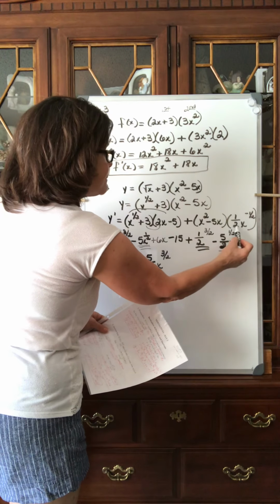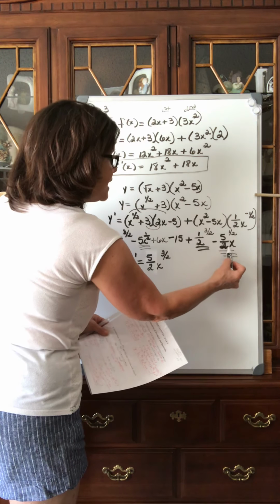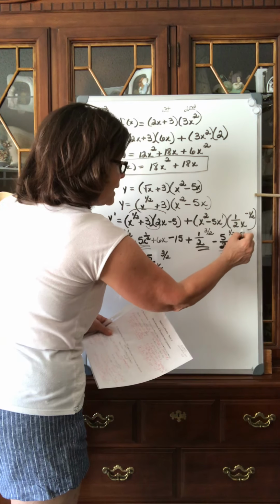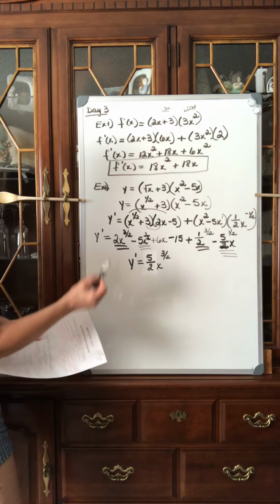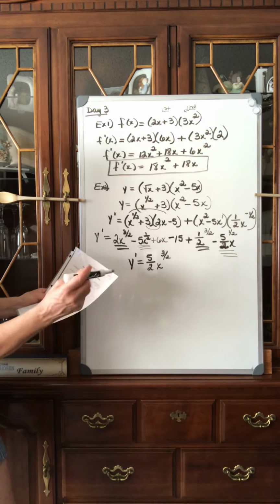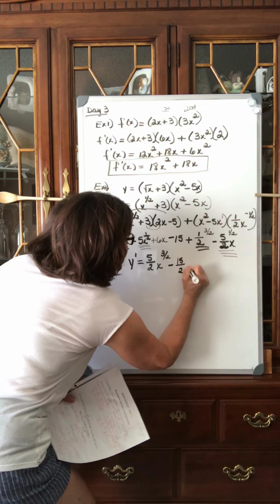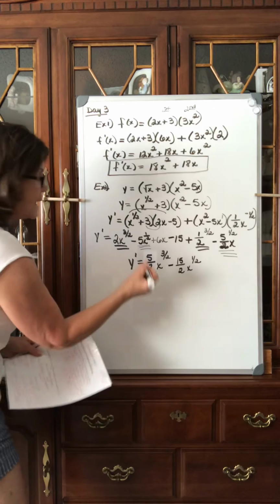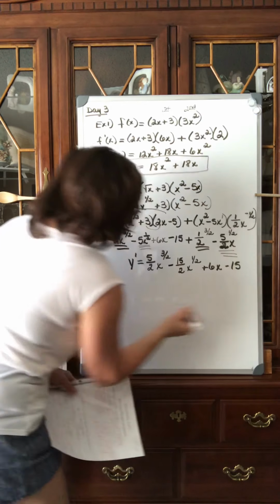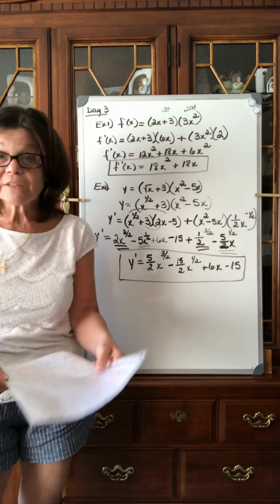Negative 5x times 1/2 x to the negative 1/2 power. Negative 5 times 1/2 is negative 5/2. You've got to keep that variable of x in there, and when you add the exponent of 1 plus negative 1/2, you get 1/2. So now when I add this, negative 10/2 minus 5/2 is negative 15 over 2 x to the 1/2 power. I have a plus 6x minus 15. So all of this is my first derivative. Lovely.